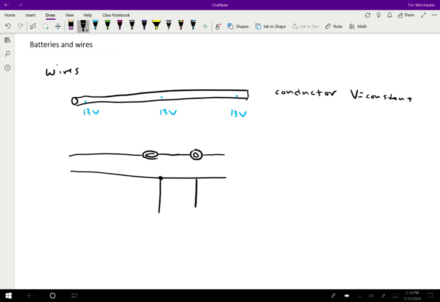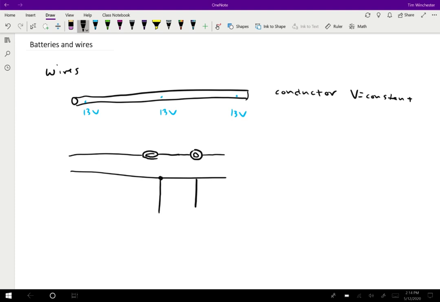And keeping in mind this rule that conductors have a constant potential everywhere along that wire, the potential will be the same. So including the paper clip, including those other wires that branch off, because it's all one conductor, it's all the same potential. Okay.